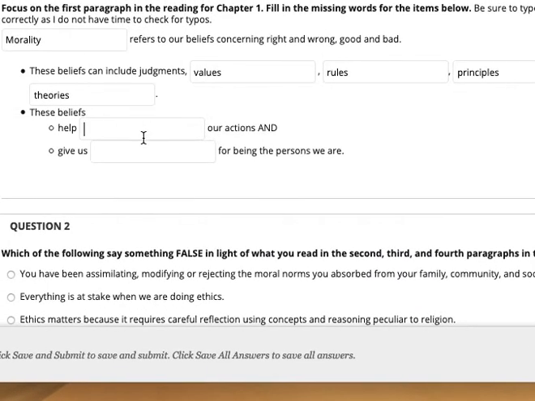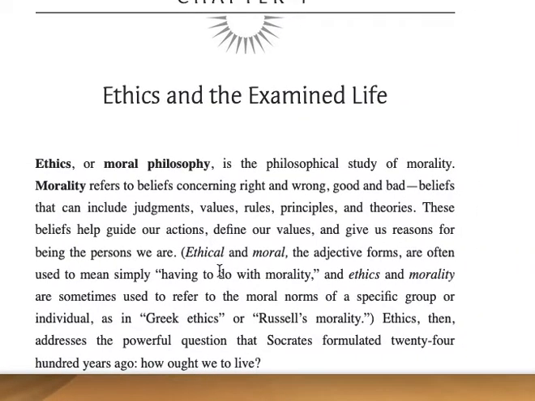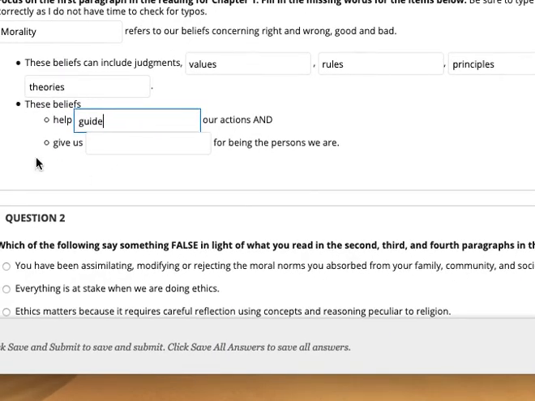So help guide our actions and give us blank for being the persons we are. So define our values. She doesn't have that, but I don't have to worry about that. If she doesn't have this phrase, I'm just going to skip over it. She's not asking us to find anything with that, but she does give me the answer I think I want here. Give us what for being the persons we are? Give us reasons. Okay, so I think that's what she wants. I don't see anything about values or defining, so no, she skipped that one. So she wants the word reasons here.